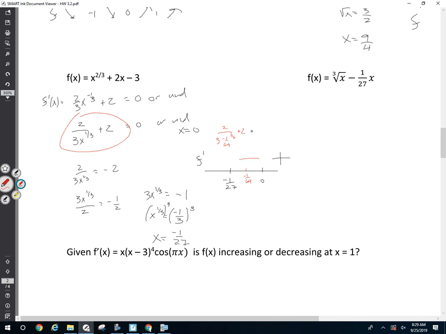It's tricky to do if you've never done it before. Anything else, like negative 8, is an easy one to do. Negative 8 cube root is negative 2. 2 over 3 times negative 2 is negative 6. It'll be like a fraction plus 2. That is definitely going to be positive. So it looks like I have a max at negative 1/27 and a min at 0.